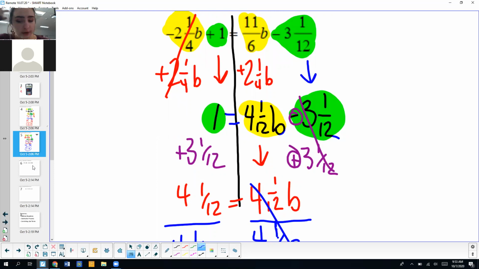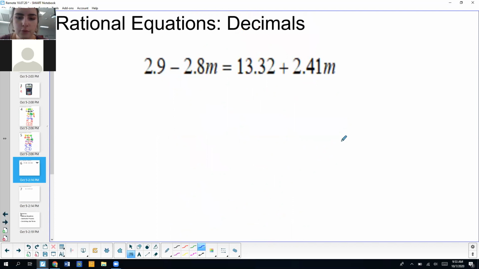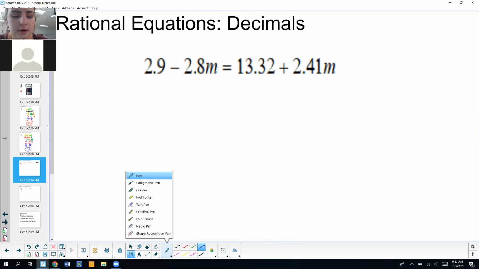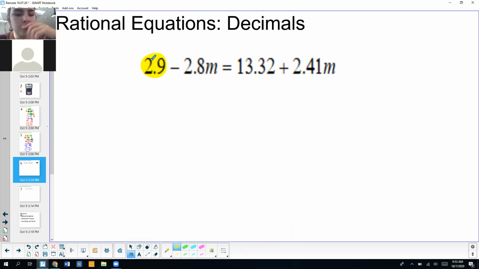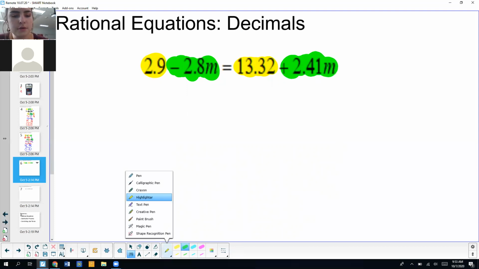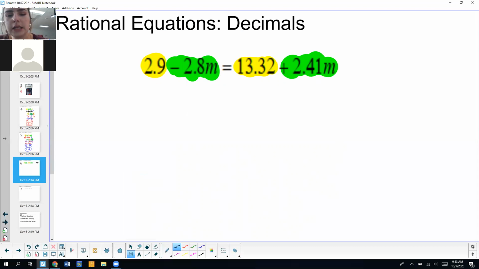All right, we're going to shift from our fractions into decimal world, which I think is easier than the fractions. So I'm going to grab my highlighter. I've got 2.9 minus 2.8 m equals 13.32 plus 2.41 m. I'm going to highlight my constants, those numbers that don't have a variable. I'm going to highlight my variable terms as well. So I've got my 2 different types of terms highlighted in different colors.